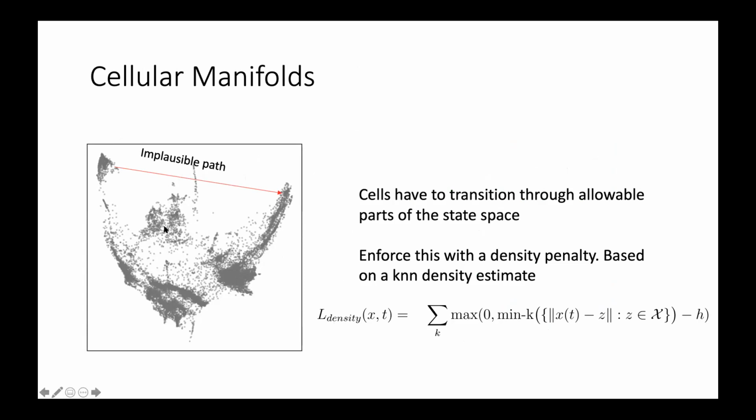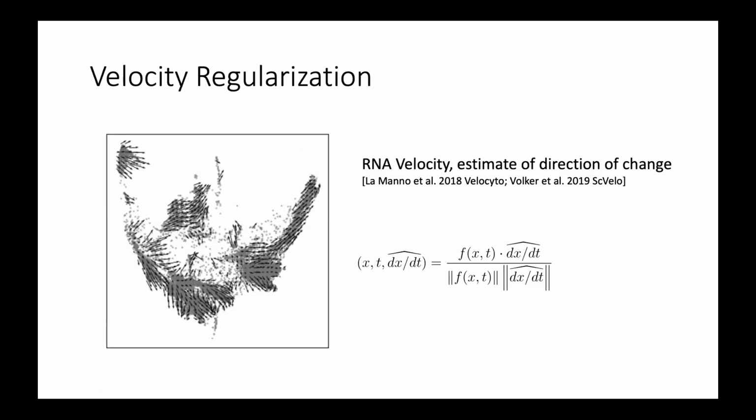So along my path, I should be close to other points. This is what this says. I want to stay next to other points, which means that all the paths follow the density of things. And finally, velocity. We have sort of an arrow at every point. We have a model that says what the derivative is at every time point. Here is more knowledge on the derivative at certain time points. So we know for this cell what its derivative is at this time, and we can use that in the model too.